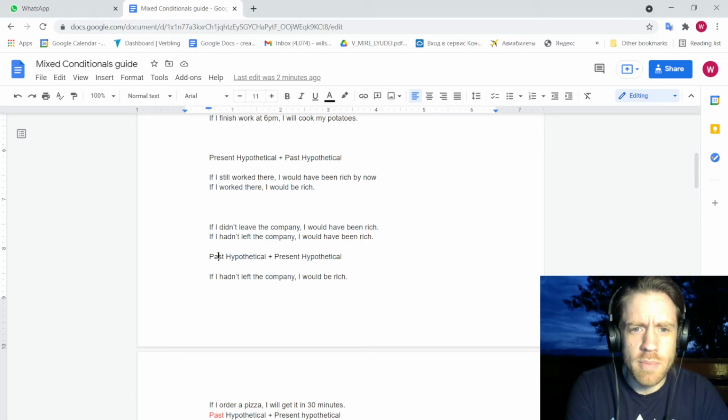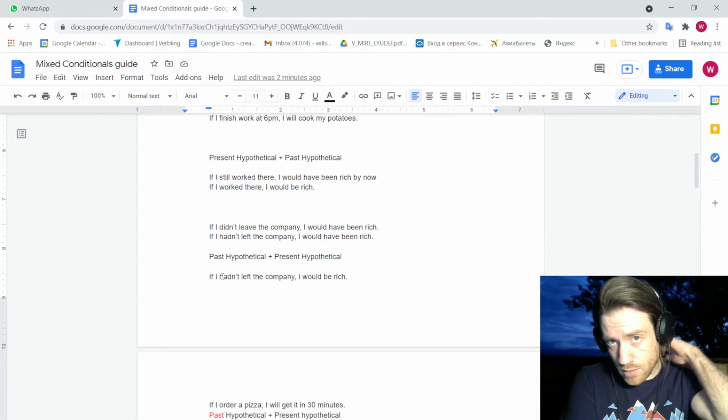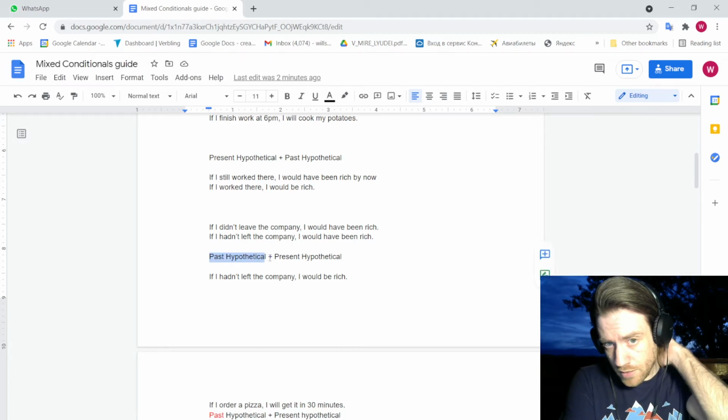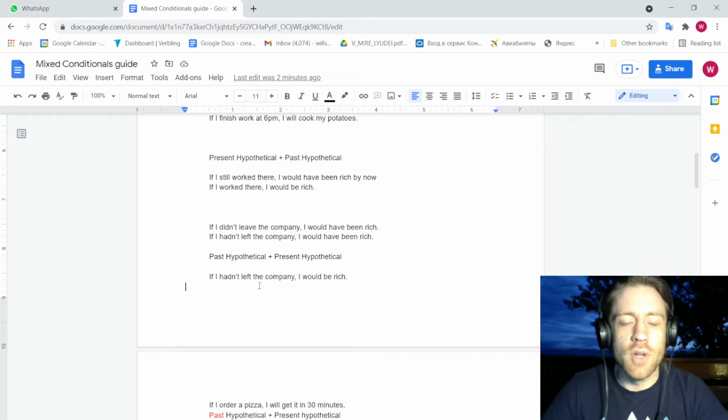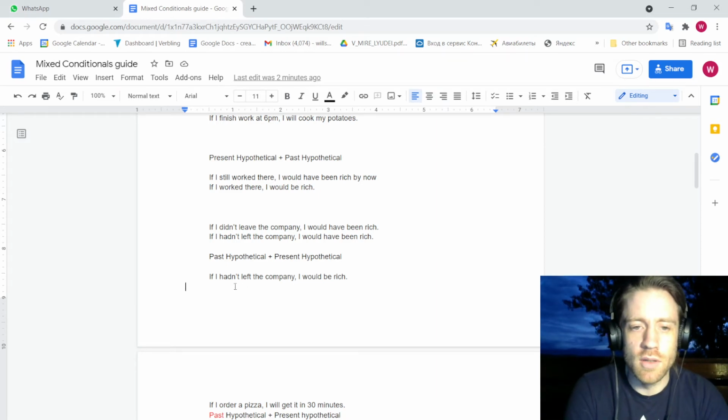So what if we want to do past hypothetical combined with a present hypothetical? Also something you can't do. This would be a third conditional combined with a second conditional. If that way of thinking helps you at all, I would urge you that when you start to understand this, don't use the first, second, third conditional structure at all. It's not very helpful.